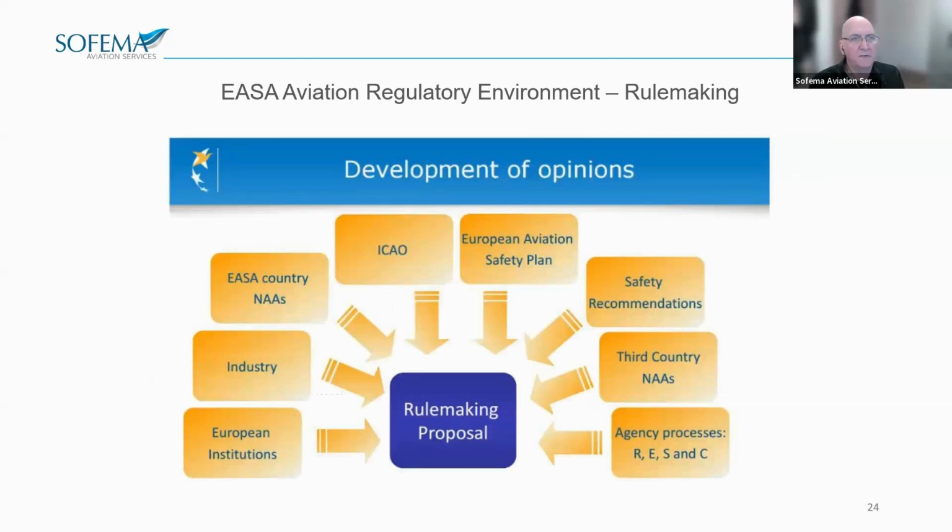The development of opinions, as I said, being recommendations for change by EASA, involves a lot of stakeholders. There's some of them here on this diagram. Obviously, each of the European Union countries' national aviation authorities, ICAO itself, inputs from the objectives of the European Aviation Safety Plan, safety recommendations coming out of any safety studies, also input from the national aviation authorities of countries that are not in the European Union, and so on. So there's quite a wide community of stakeholders involved in the development of opinions or regulations.